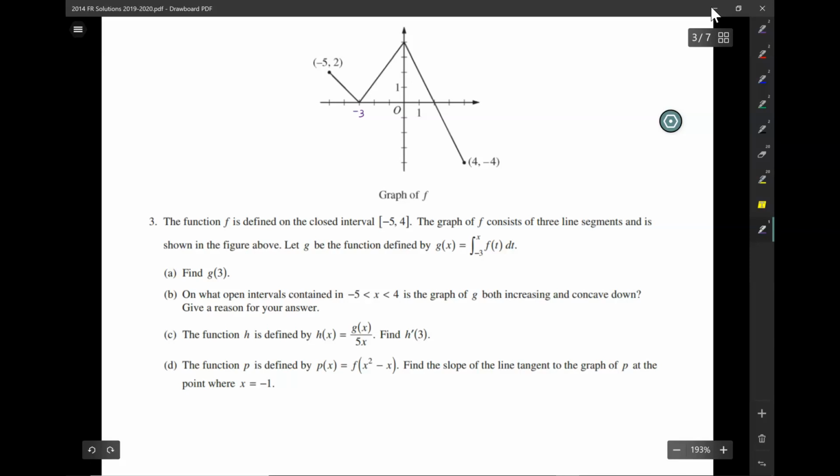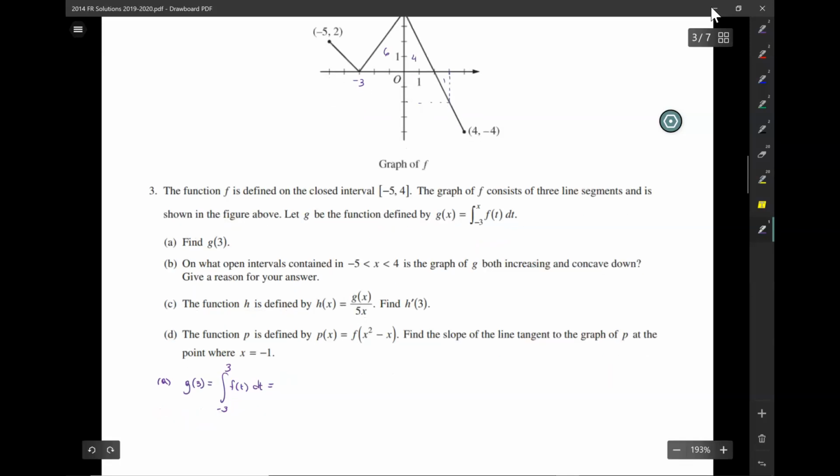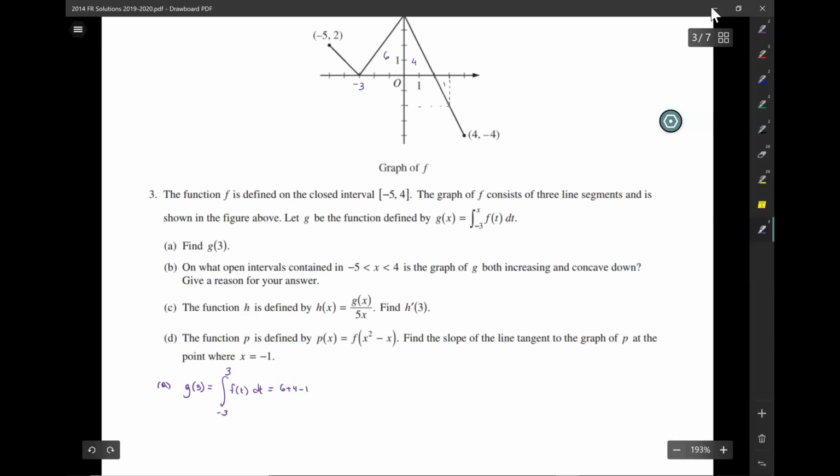Now, we want G of 3 first. G of 3 is the integral from -3 to 3 of f of t dt. All right, and that's equal to, yeah. So the triangle on the left has an area of 6, this has an area of 4, and we're going until here. That has an area of 1. So that's going to be 6 plus 4 minus 1. Okay?